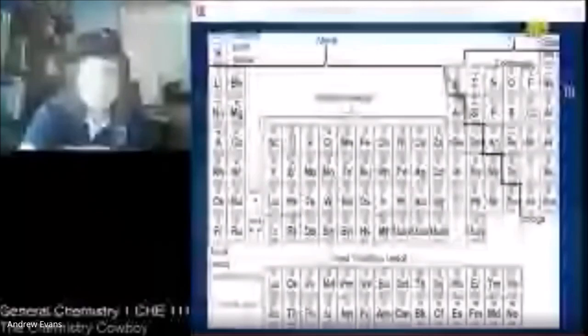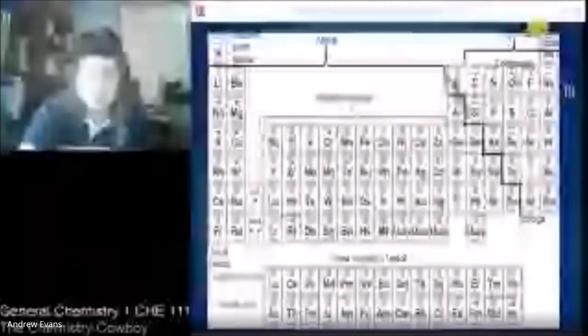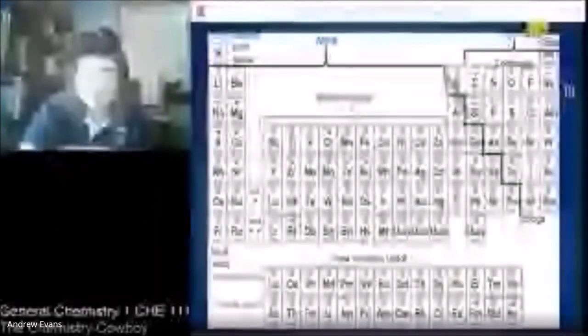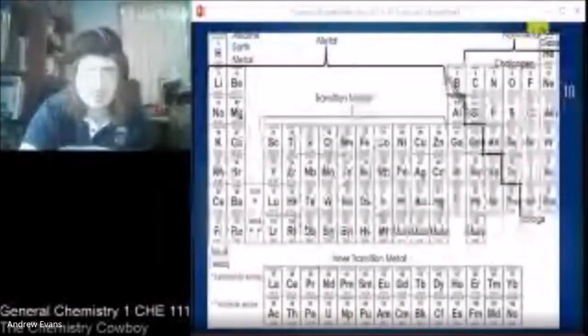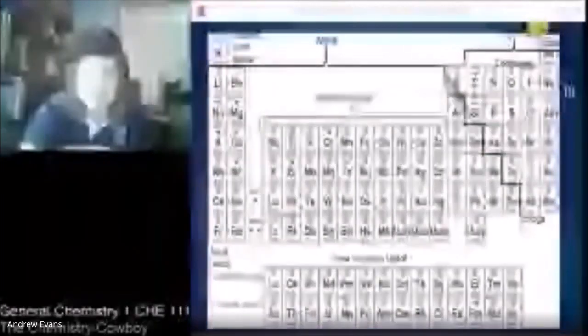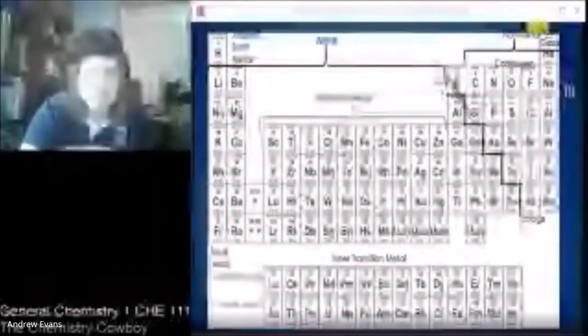We have the non-metals. Some of these names we won't really worry about, like chalcogens, but halogens is a pretty common name that we'll use, like fluorine, chlorine, bromine, iodine. The noble gas is also a pretty common name we'll use, so named because these noble gases tend not to react. And between the metals and the non-metals are the liquids.